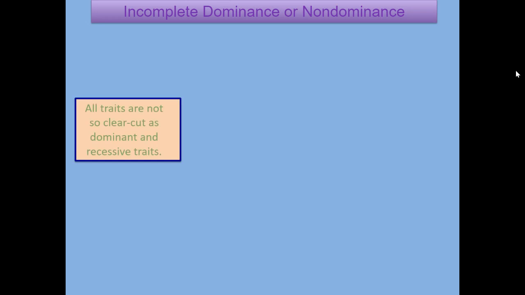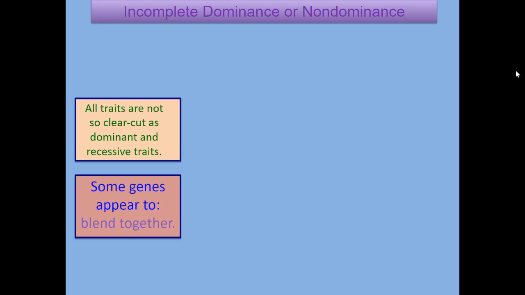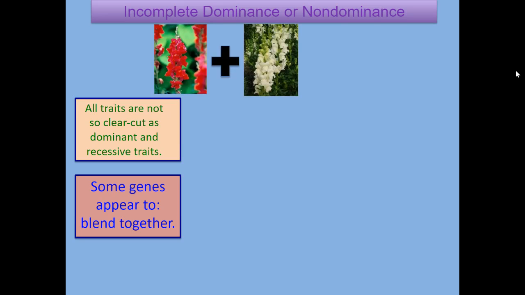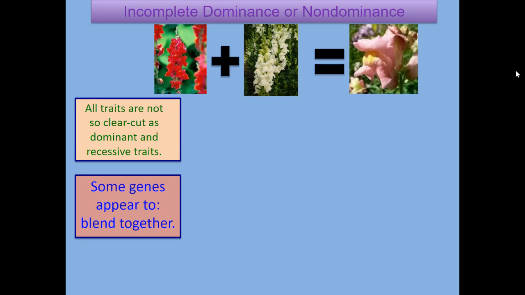Now let's look at some other inheritance patterns that we tend to see in organisms. We know that all traits found in both humans and potentially other organisms are not so clear-cut, and that dominance and recessiveness law may not always apply. Some genes can actually appear to blend together with one another. So if we cross a red flower with a white flower, in this case, in incomplete dominance, we get a blend, or a pink flower.